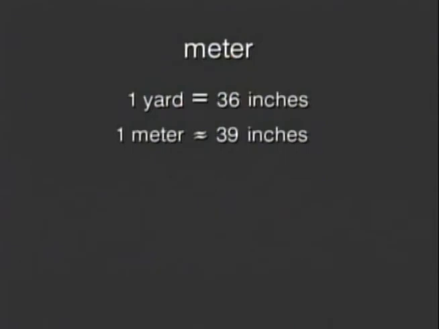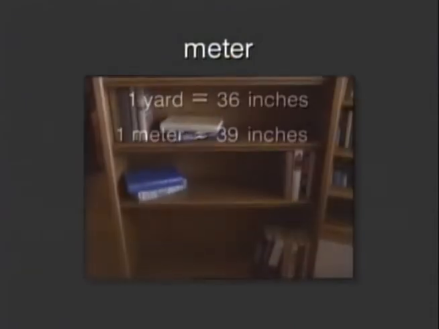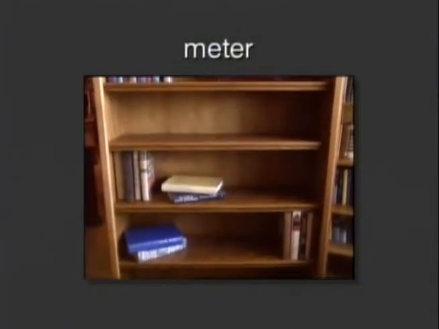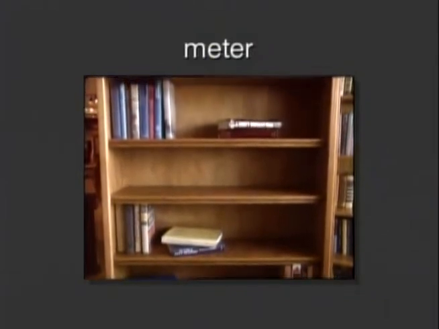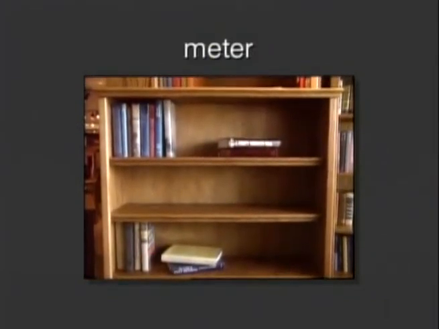The meter is one metric unit that has a close comparison in the U.S. customary system. It's a little longer than 1 yard. A yard is 36 inches. A meter is about 39 inches. We use the meter for things we'd otherwise measure in feet or yards. The height of a bookcase, for example, would be measured in meters.